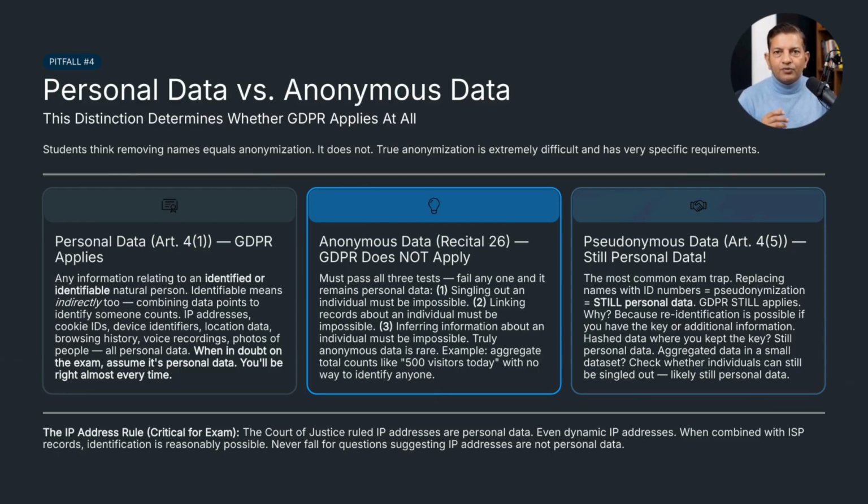Fourth, we remove names. Removing one identifier is not enough for anonymization. You need to remove or alter all identifying elements. And fifth, watch out for small datasets. The smaller the dataset, the easier it is to re-identify people, which means it's still personal data.